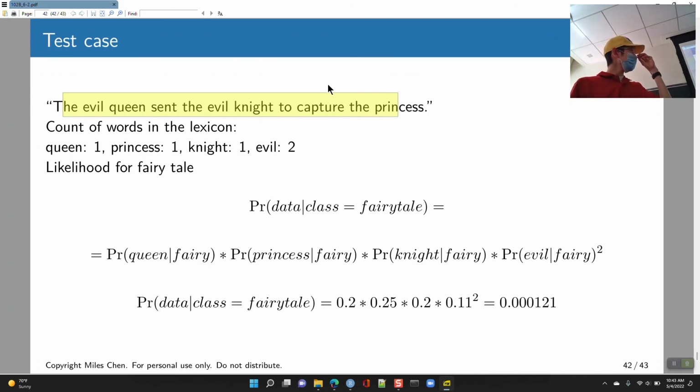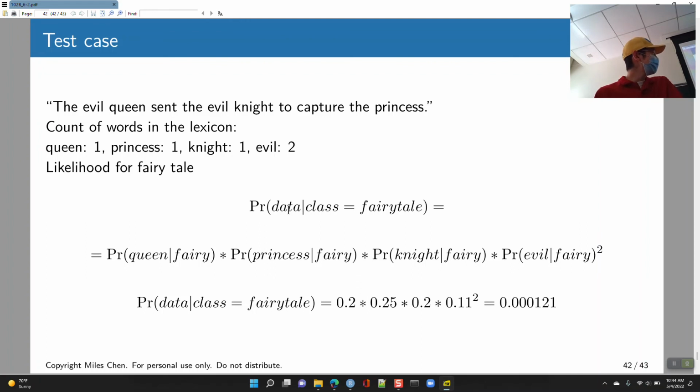So anyway, using the bag of words model, we just take the count of the words that appear from our lexicon. So we say queen appears once, princess appears once, knight appears once, and evil appears twice, okay? Because they really wanted to emphasize that this was an evil thing going on, okay?